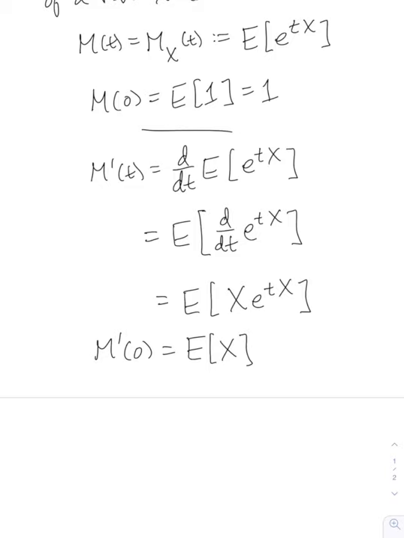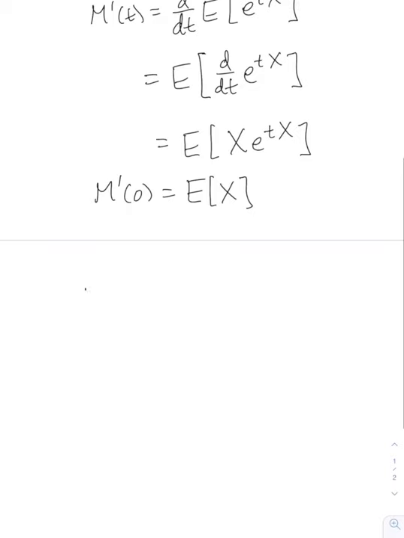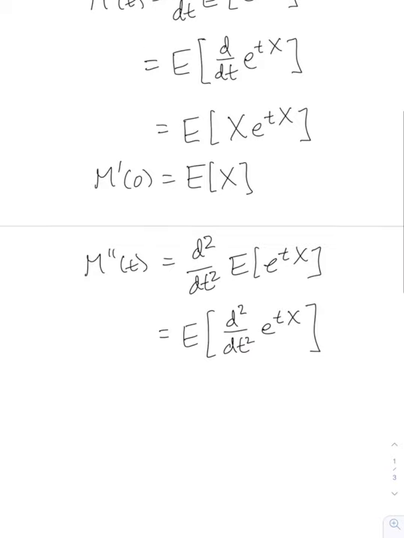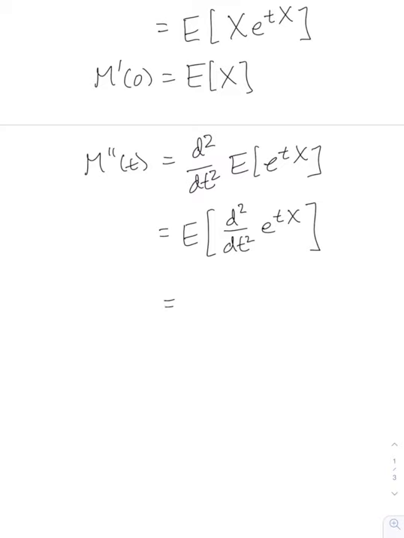Okay, we could do it again, right? I could compute M double prime of t. So two derivatives with respect to t of the expected value, using advanced theorems to justify reversing the expectation and the differentiation. Differentiate it twice, and you get X squared e to the tX. And so M double prime of 0 gives you the expected value of X squared.